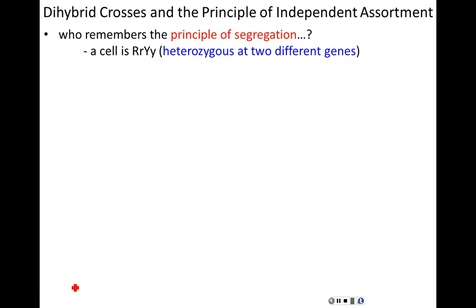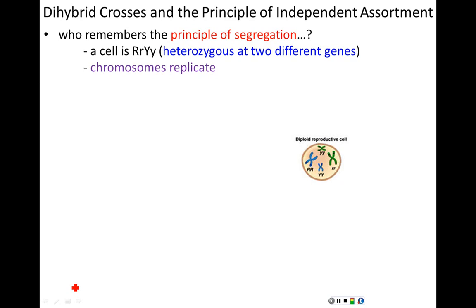Imagine a cell, or a pea plant, an organism, that is heterozygotic, but it's heterozygotic at 2 different genes. So now the genes are the R gene and the Y gene, and if this cell is heterozygotic at both genes, it's big R, little r, big Y, little y. This cell is going to undergo meiosis. So first the chromosomes replicate, giving rise to sister chromatids, and we have 2 identical copies of each sister chromatid.